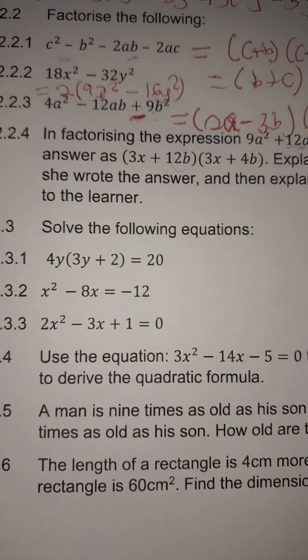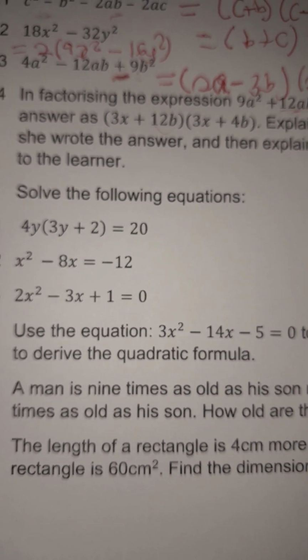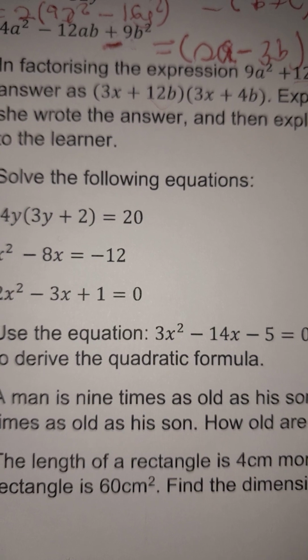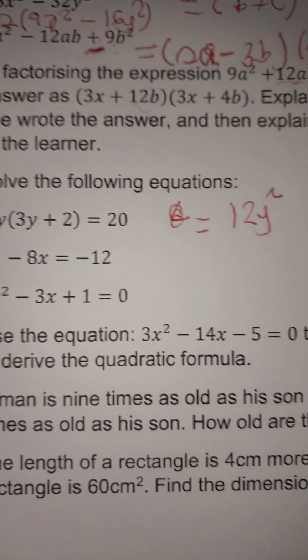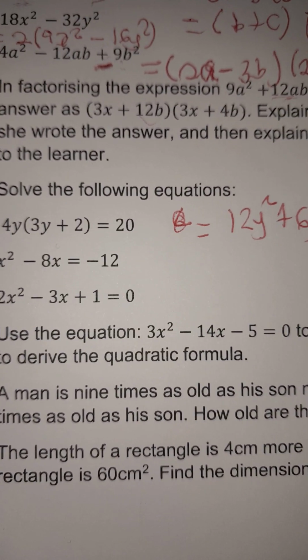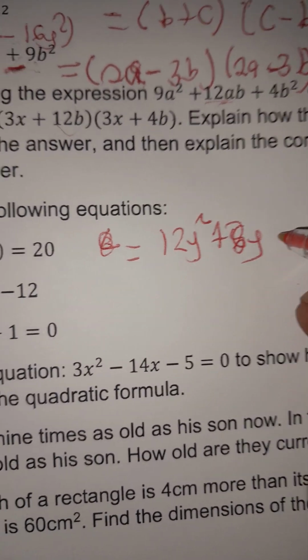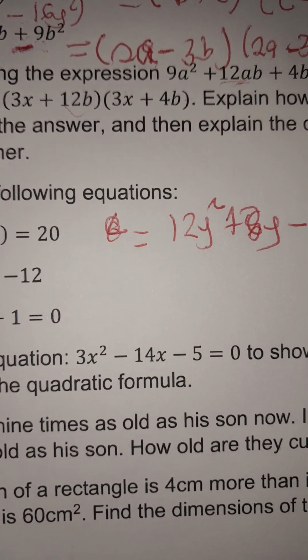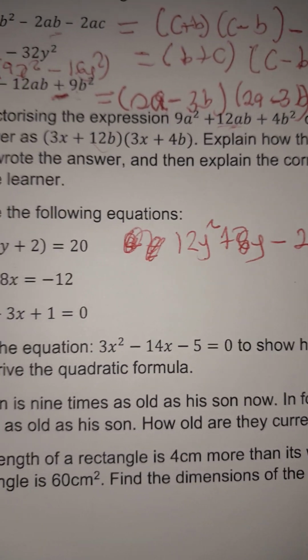Right, solve the following equations. We are given 4y open the bracket 3y plus 2 is equals to 20. First thing first, we need to write this in a standard form. So it's going to be 12y squared plus 6y, right? As well as, is it 6y? No. 4y times 2, that will be 8y. Then let's transpose, we can transpose 20 to the left hand side. Then from there, equated to 0. That's how we write this in a standard form. So let's put this into practice.